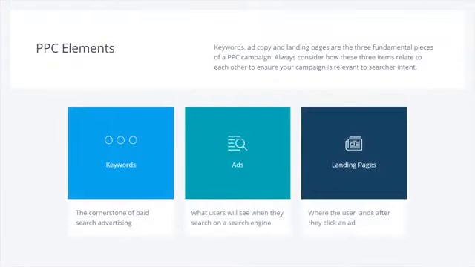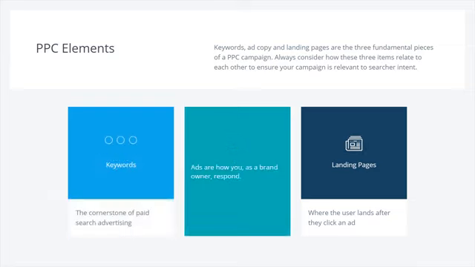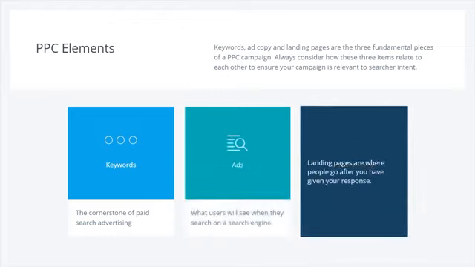Keywords, ad copy, and landing pages are the three fundamental pieces of a PPC campaign. Always consider how these three items relate to each other to ensure your campaign is relevant to searcher intent. Keywords refer to what people are looking for and what questions they are asking Google. Ads are how you, as a brand owner, respond. And landing pages are where those people go after you have given your response.